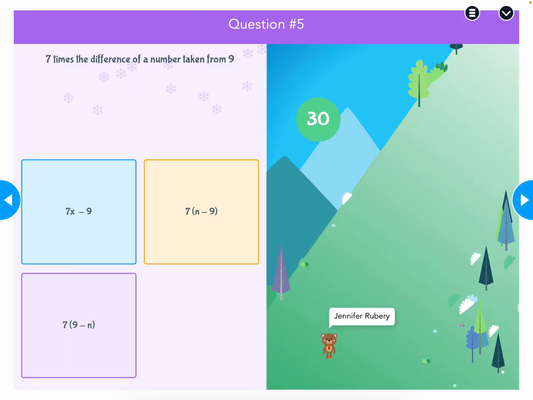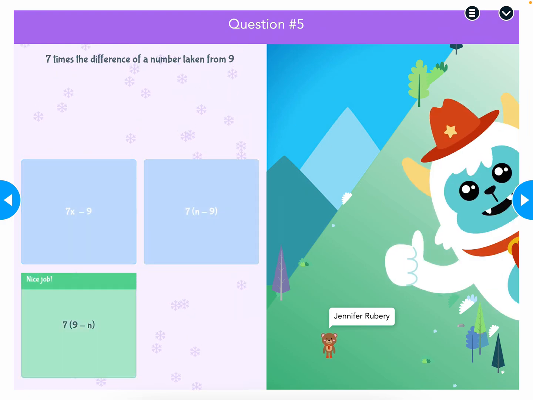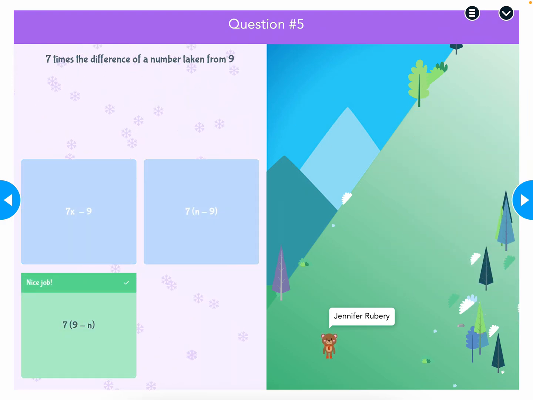Question 5. 7 times the difference of a number taken from 9. There's a bunch of stuff in there. Difference of means we're going to have parentheses. A number taken from 9 means the 9 comes before the n.